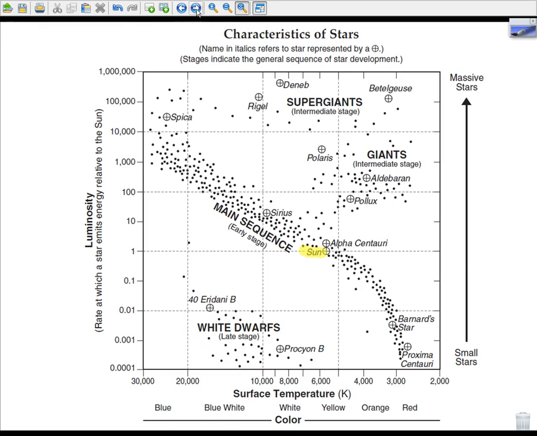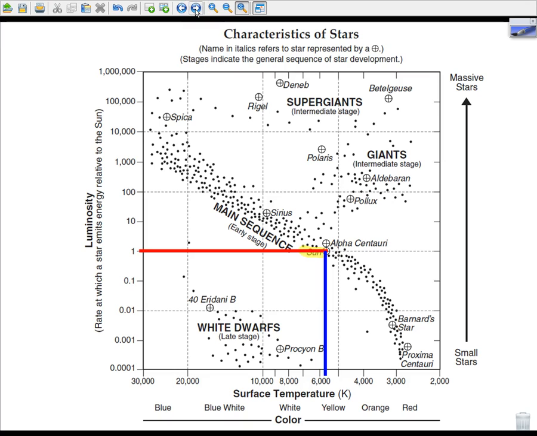So let's take a closer look at our sun on this chart. Kind of nice and easy, its luminosity, if you read across, would be 1. Its temperature, if you take a look, I'll take away the line again. You can see here 6,000, this is 4,000, therefore this line must be 5,000.